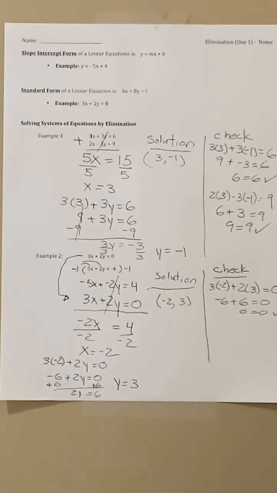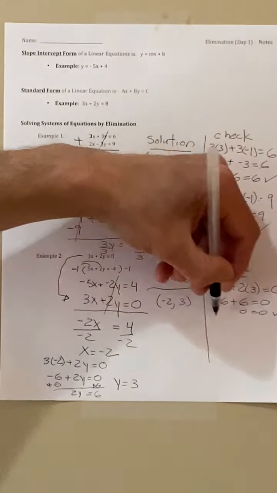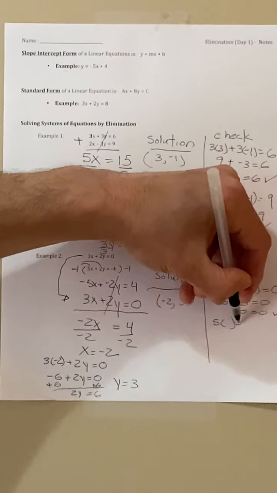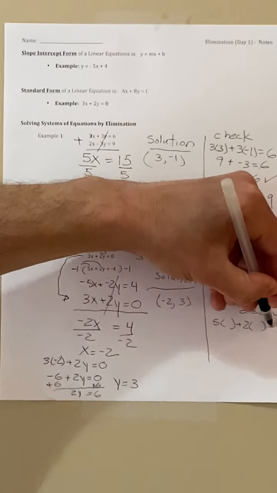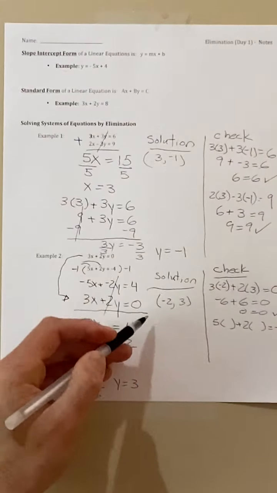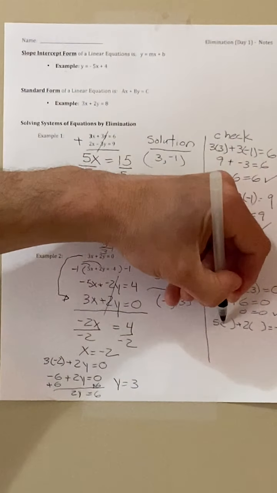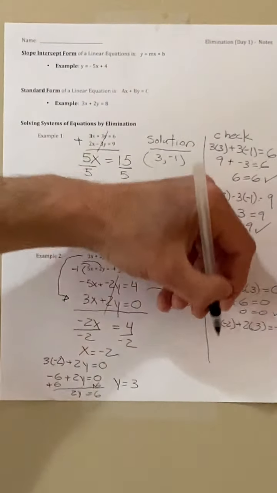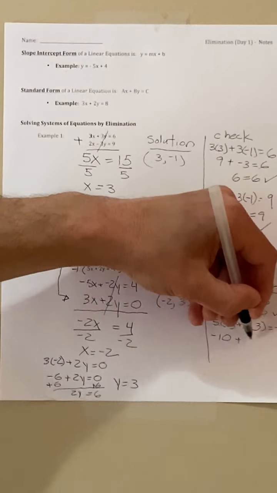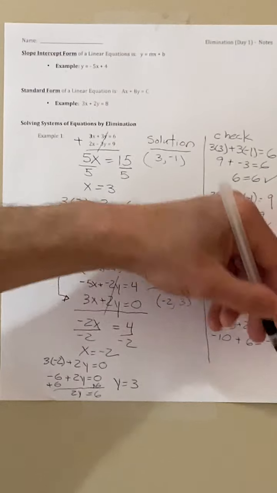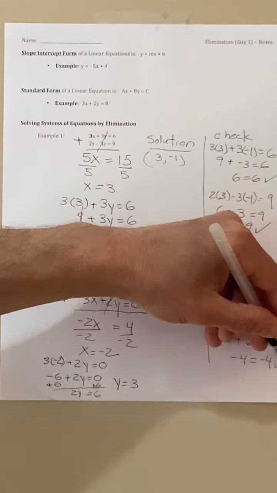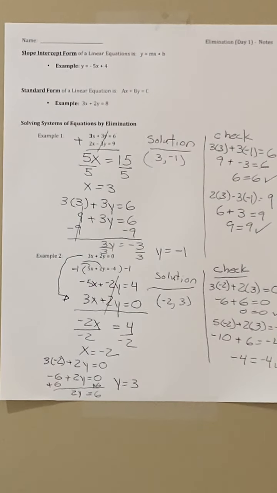And let's look at our second equation. Go back to the original equation, 5x plus 2y equals -4. Put in our solution that we came up with here: -2, 3. So I get -10 plus 6 equals -4. -4 equals -4. So that is how we solve our systems of equations by elimination.